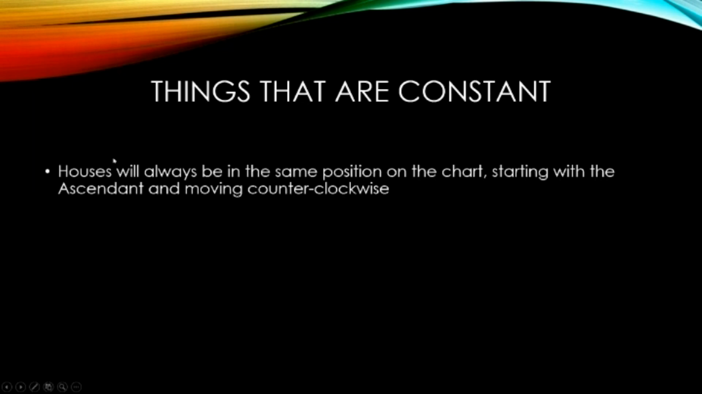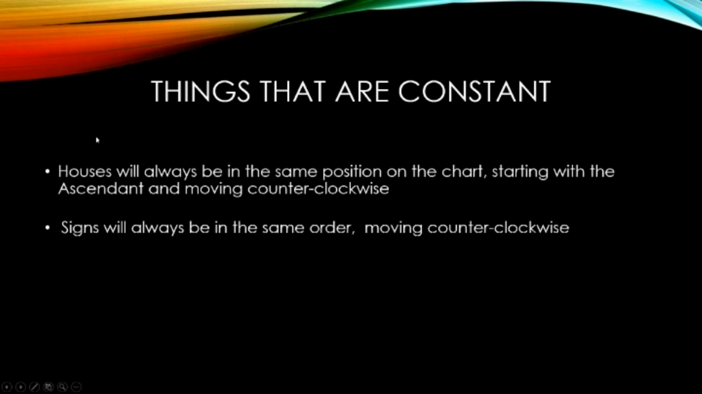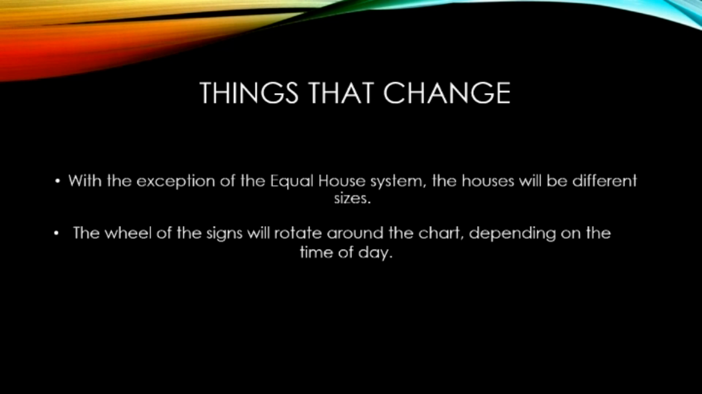Okay, so the things that are constant, houses will be in the same position. The signs will be in the same order and always be 30 degrees. But what will change is the sizes of the houses, and the wheel of the signs will rotate around that chart.